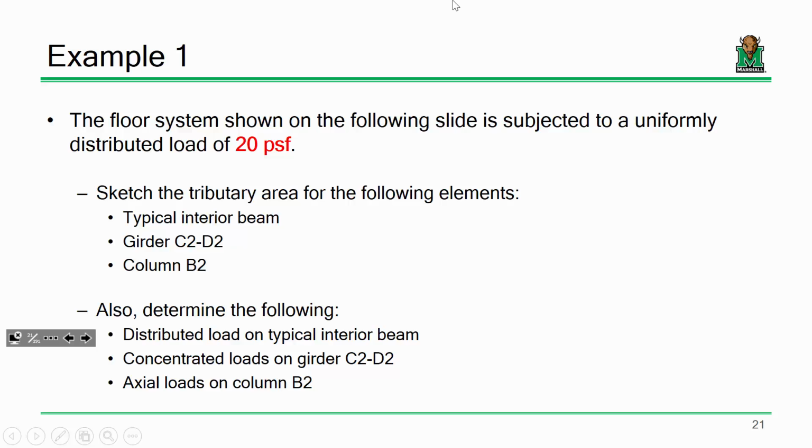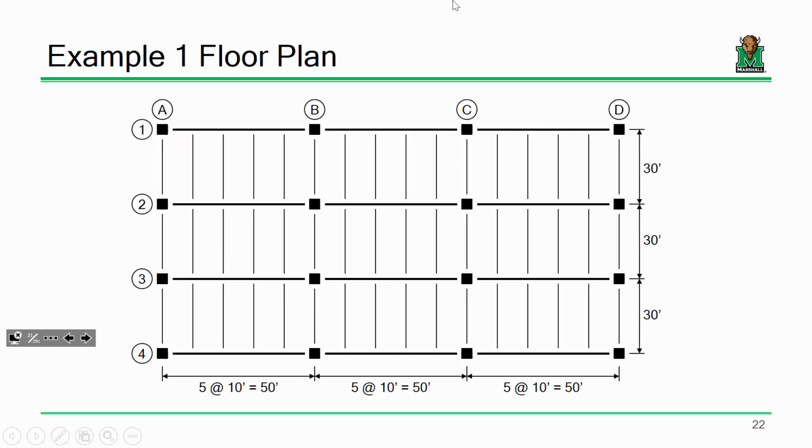Now we did a load takedown of some basic elements in the floor system on the following slide. So we looked at the tributary area, and then we looked at doing some pretty basic analysis of the elements. We looked at a typical floor beam, a typical interior girder, and a typical column. Did anybody have any questions on that or any issues? Anything at all?